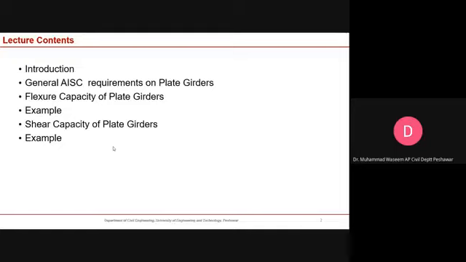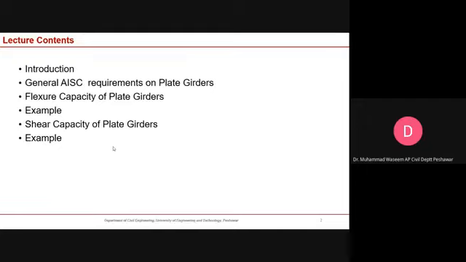Okay, and then we will see what is the recommendation of AISC about the flexure capacity of plate girders. Like, if you want to calculate or establish the flexure capacity of plate girders, what are the different limit states and what are the different formulations we have to consult to come up with the flexure capacity of plate girders. And that would be followed by an example to demonstrate the procedure, that how plate girders are designed or evaluated for flexure capacity.